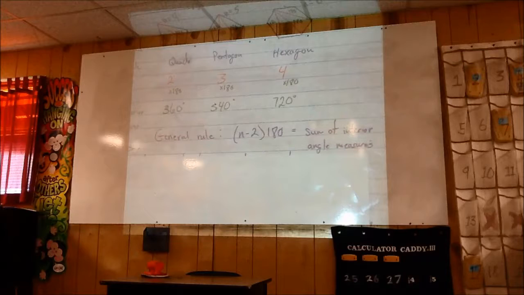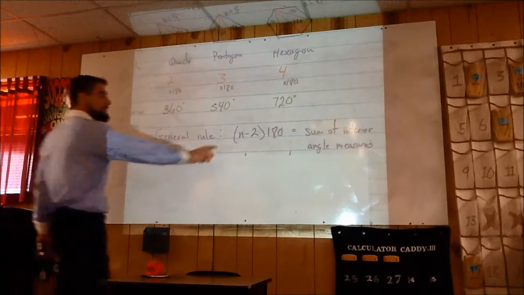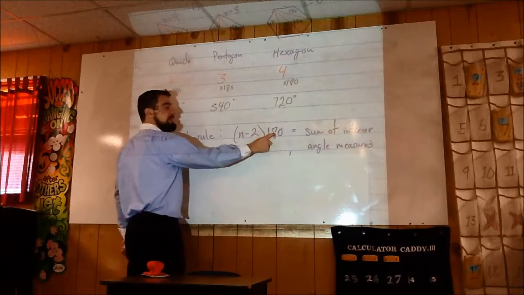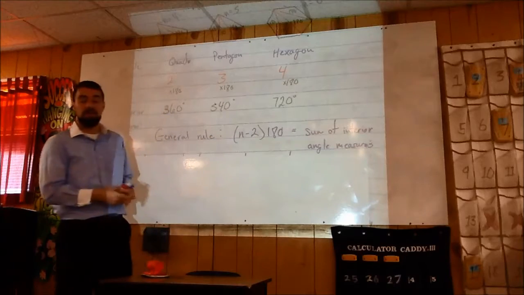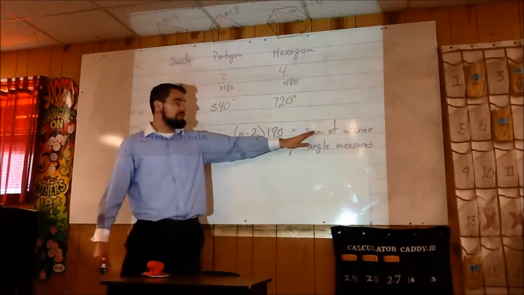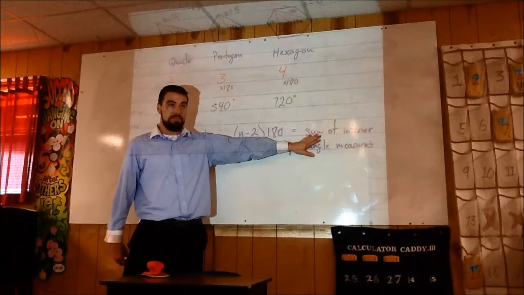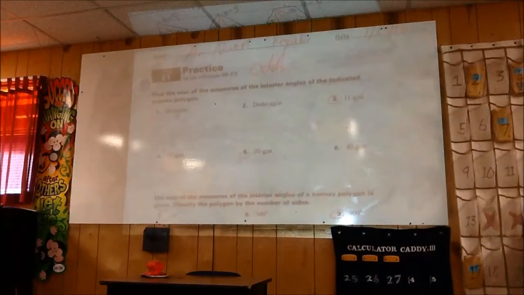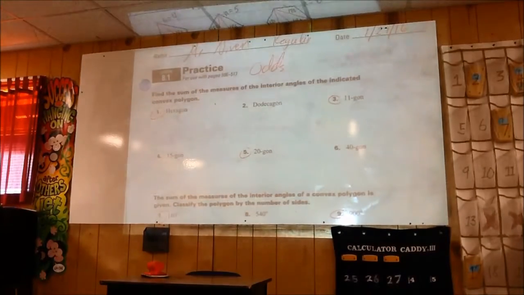We're going to take the quantity n minus 2, and we have to remember that n is representing the number of sides. We're going to subtract 2, whatever that value is, then we're going to multiply it by 180, and that's going to give us the sum of all of the interior angles when we add them all up.